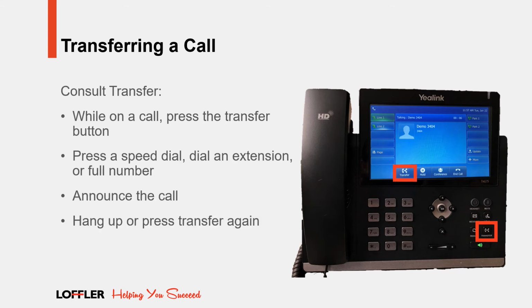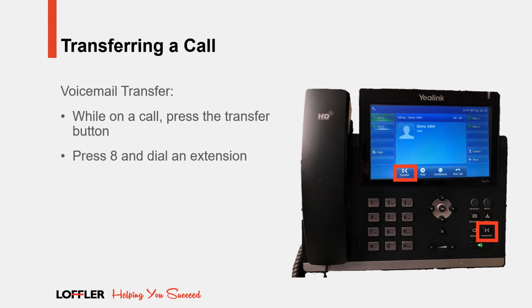To complete a consult transfer while on a call, press the transfer button or transfer soft key. Press a speed dial, dial an extension or a full 10-digit number, stay on the line and announce the call, then hang up or press transfer to complete the transfer. To transfer to someone's voicemail while on a call, dial 8 and the extension.